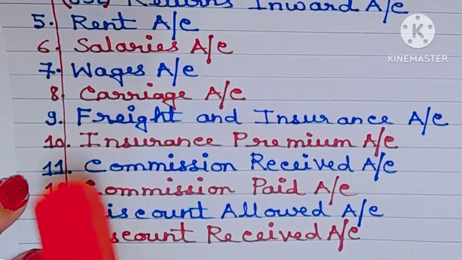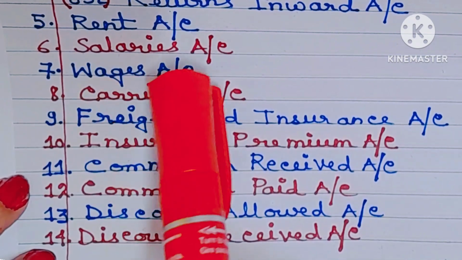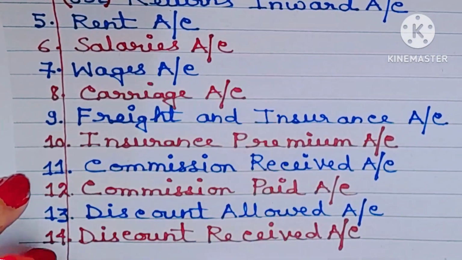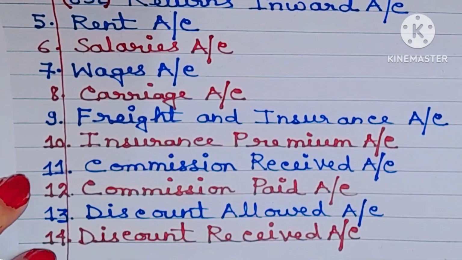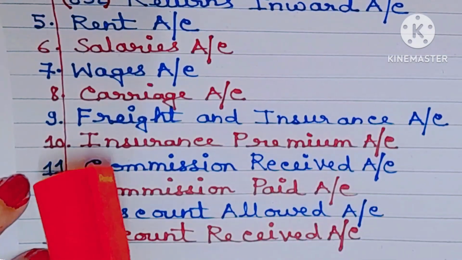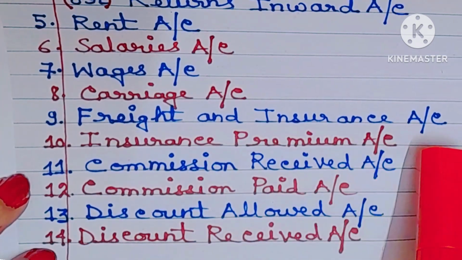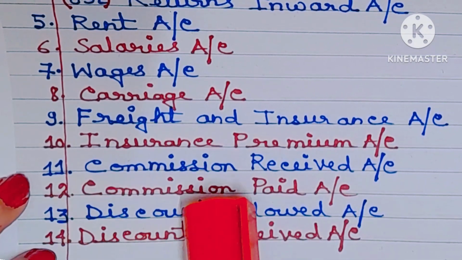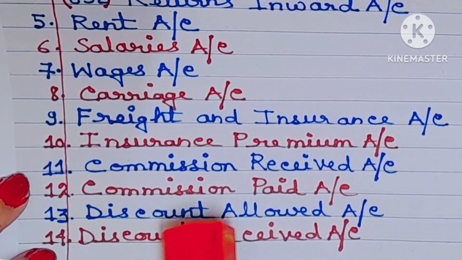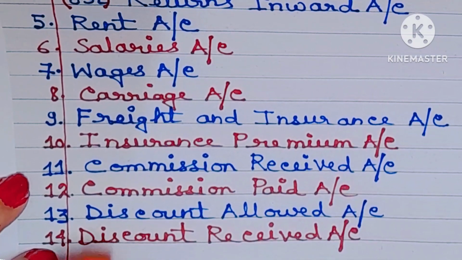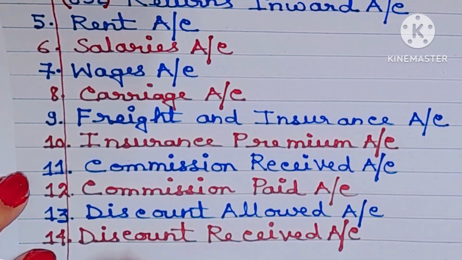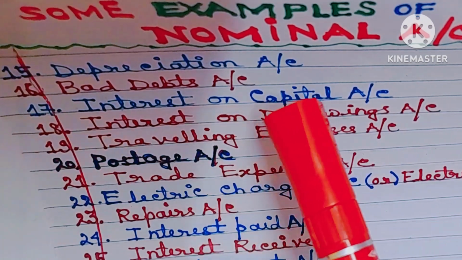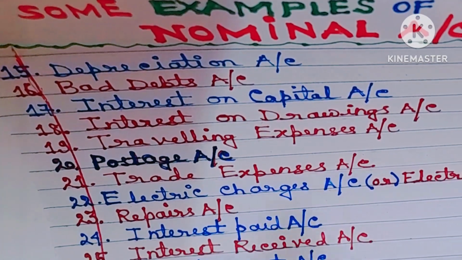Okay? Number 5, rent account. Rent account is also an example of nominal account. Number 6, salaries account. Number 7, wages account. Number 8, carriage account. Number 9, freight and insurance account. Number 10, insurance premium account. Number 11, commission received account. Number 12, commission paid account. Number 13, discount allowed account. Number 14, discount received account. Number 15, depreciation account is also an example of nominal account.